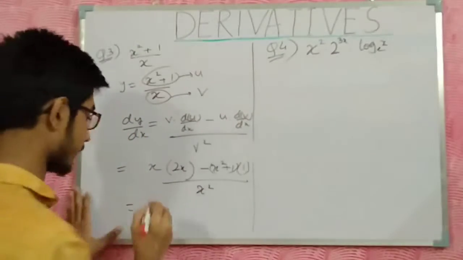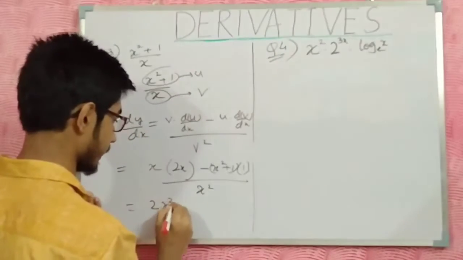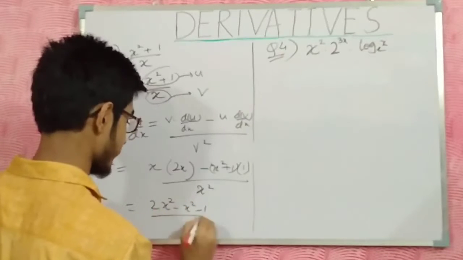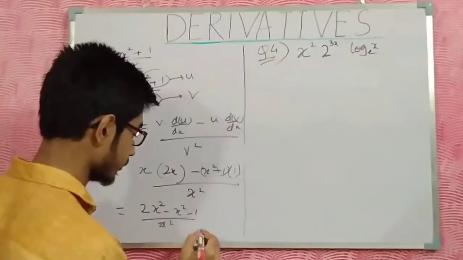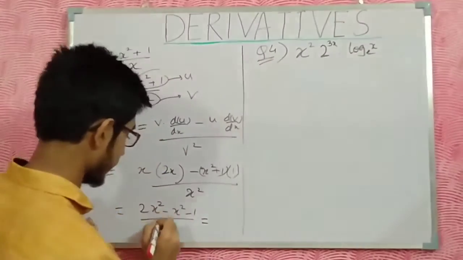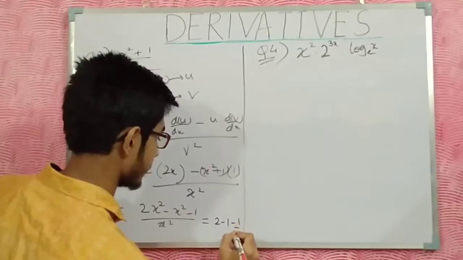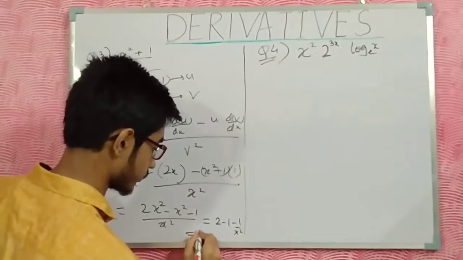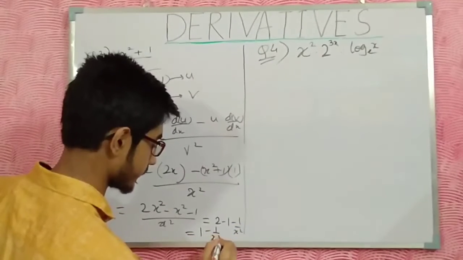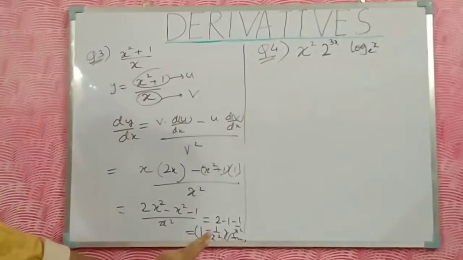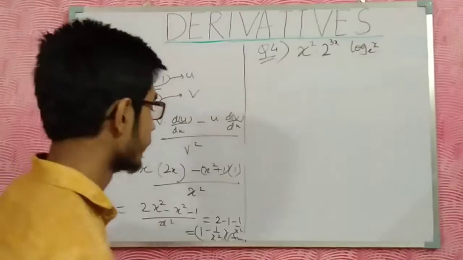Then I can simplify it like 2x square minus x square minus 1 by x square. So this x square will cut, so 2 minus 1 by x square, which equals 1 minus 1 by x square. This is the final answer of this sum, that is 1 minus 1 by x square.